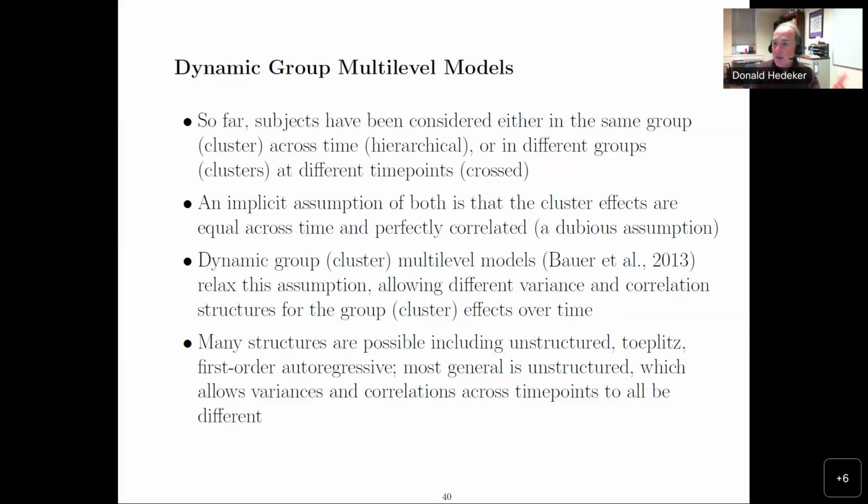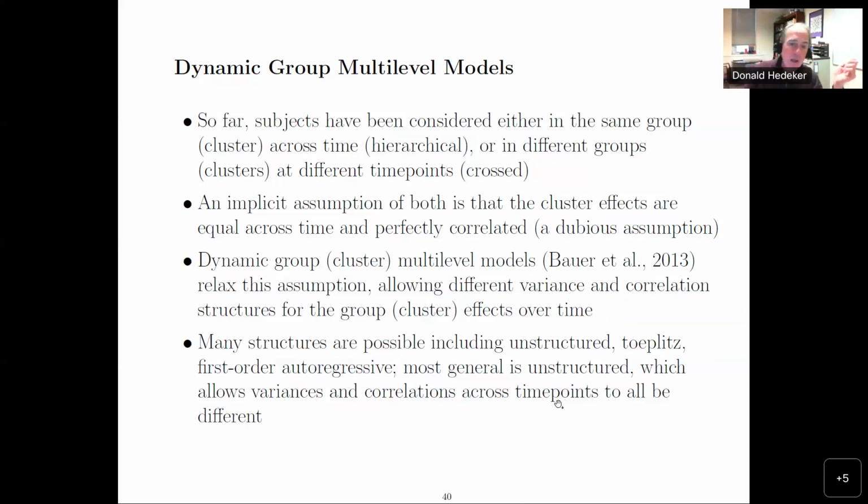It's the same, so the school here that we've been considering has the same effect on kindergarten, on first grade, on third grade, on fifth grade. Well, that may not be the case. And Dan Bauer in 2013 published a nice paper in which he described dynamic group multi-level models, which relax this assumption. And they allow different cluster variances across time as well as different correlational structures.